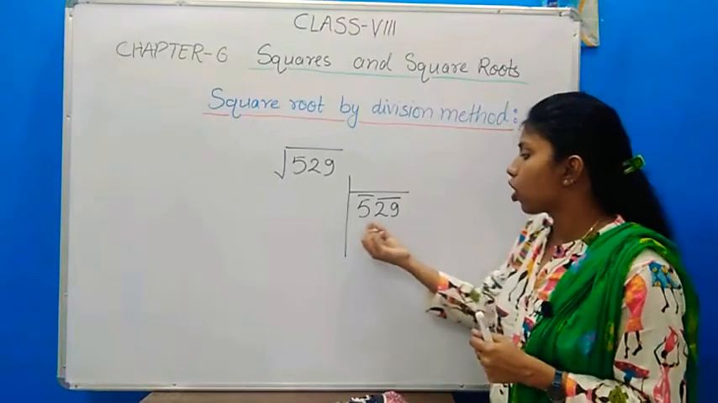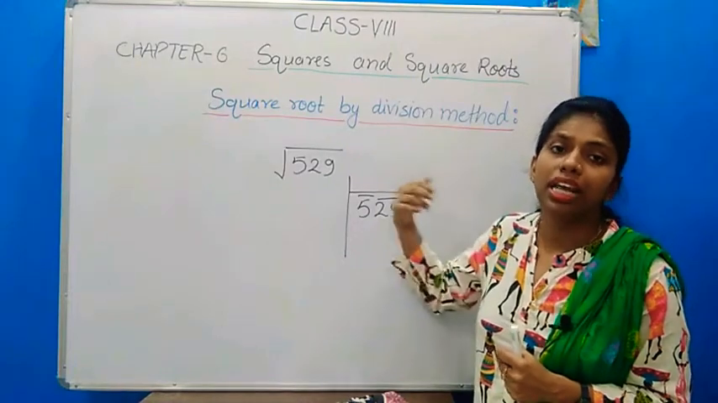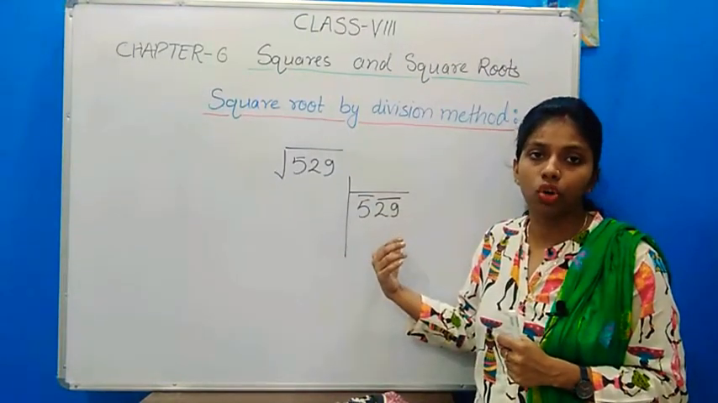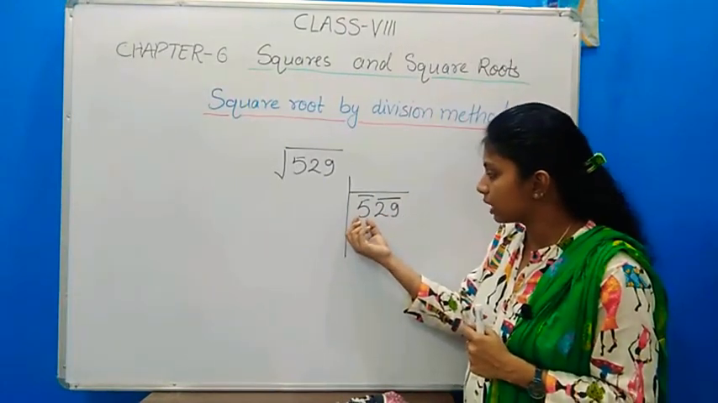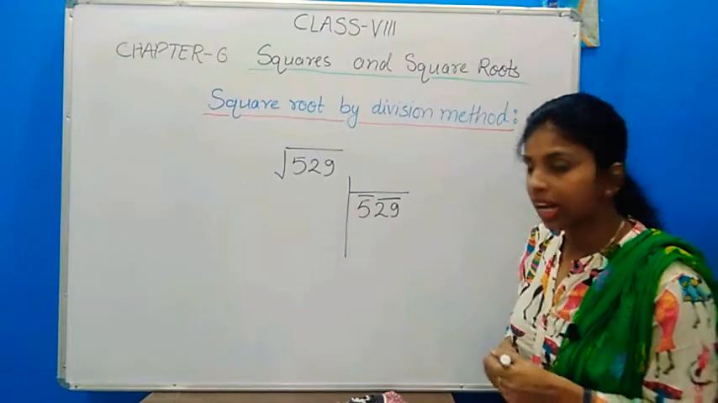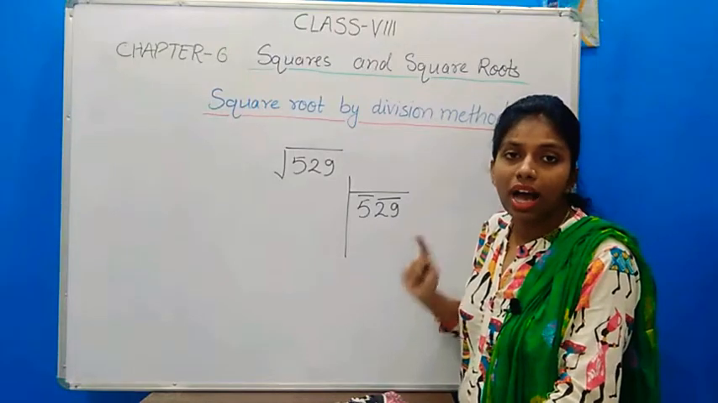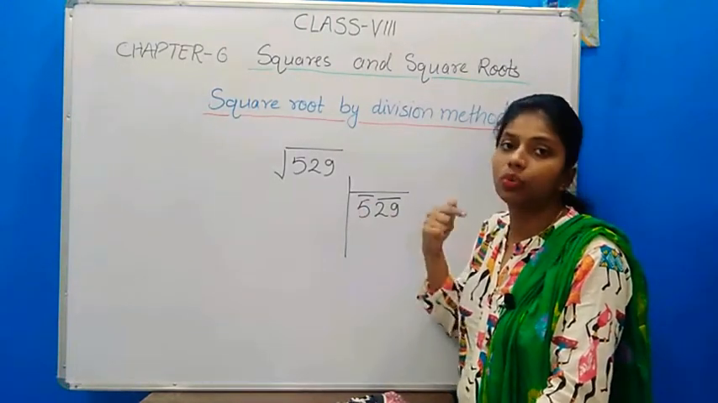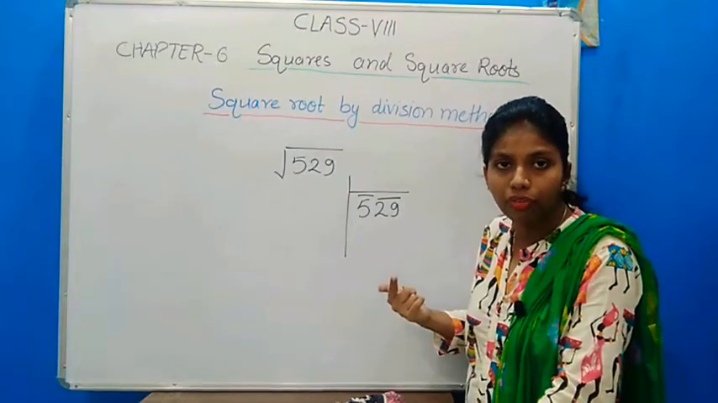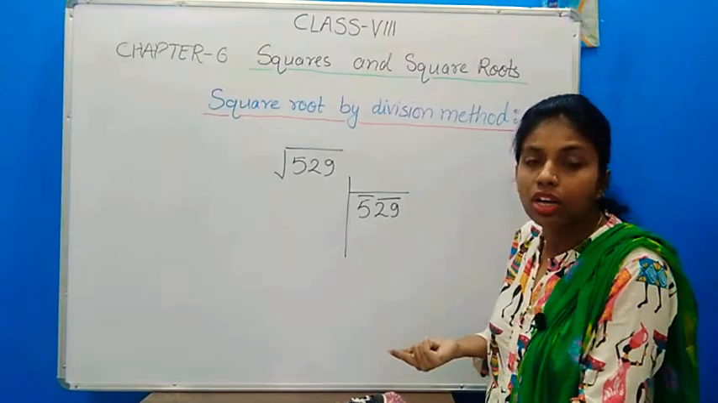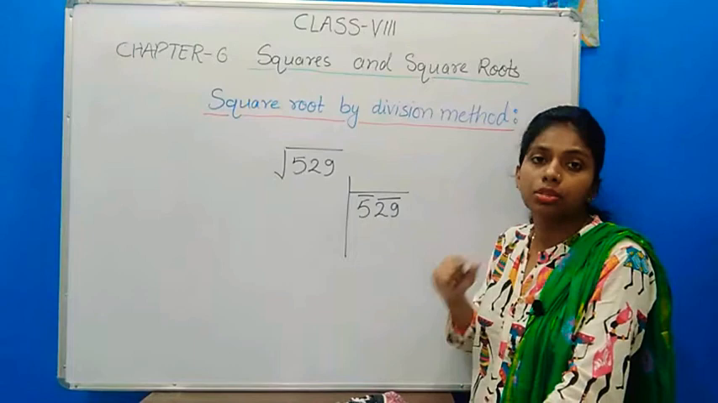Now we are going to solve first the number under the bar from the extreme left. From the left side we solve the number. So first we solve this bar, that is 5. Here we take the largest number whose square is less than or equal to 5. Obviously there is no number whose square is equal to 5 because 5 is not a perfect square.